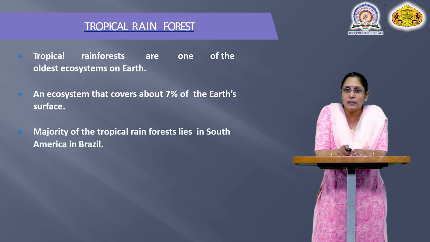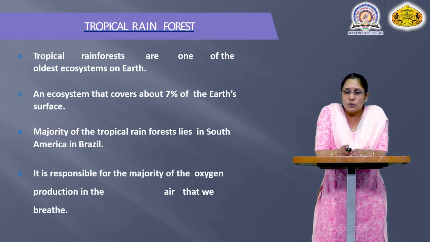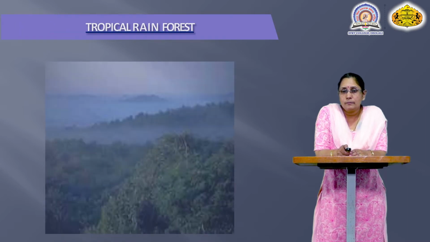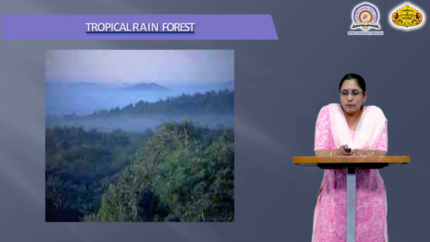So it has been observed that near about this much percent of the earth's surface is occupied by this particular tropical rainforest. The majority of this tropical rainforest lies in South America, especially in Brazil. It is responsible for the oxygen. Whatever the quantity or concentration of oxygen covered on this earth side or biosphere, remember that oxygen is only coming from this particular tropical rainforest. So this is the picture of tropical rainforest.